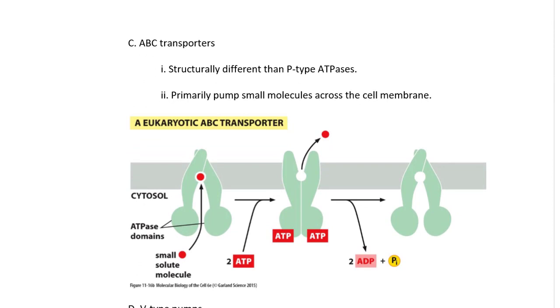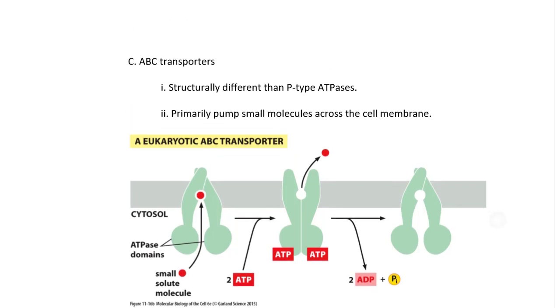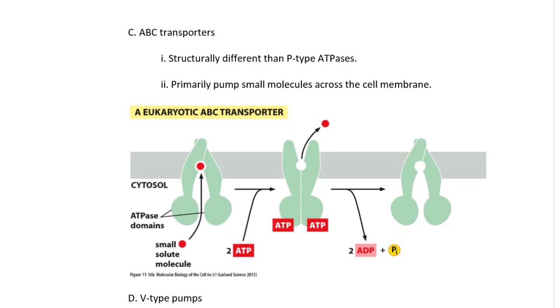ABC transporters, structurally different than P-type ATPases, primarily pump small molecules across the cell membrane. And we have a picture of an ABC transporter here. You can see that ATP is bound, but then ATP is hydrolyzed. And that hydrolysis leads to the ATP, the nucleotide, no longer binding to the protein, and that kind of leads to conformational changes of the protein, and so on. This type of ATP transporter is going to be mainly responsible for moving bigger molecules across the cell membrane against their gradient.